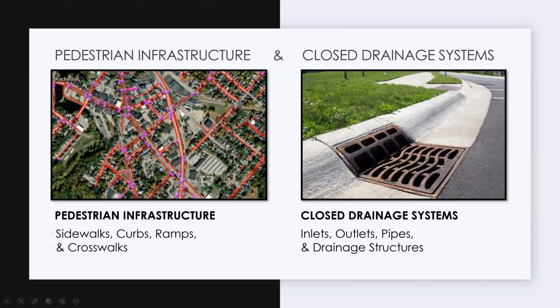And then finally, closed drainage systems, which include inlets and outlets like stream crossings, pipes, and then drainage structures, which are unique to drainage systems. So you see here a picture of a catch basin, but it could be a manhole cover or other structures that might exist between the inlet and the outlet.